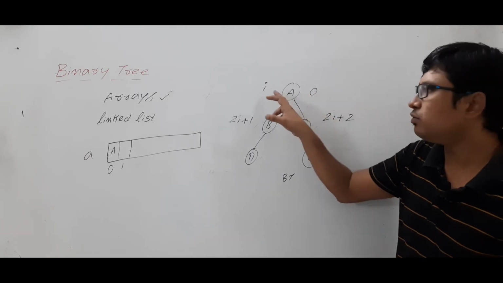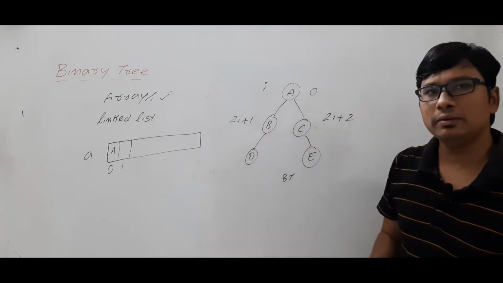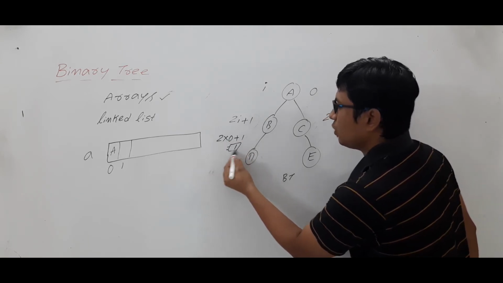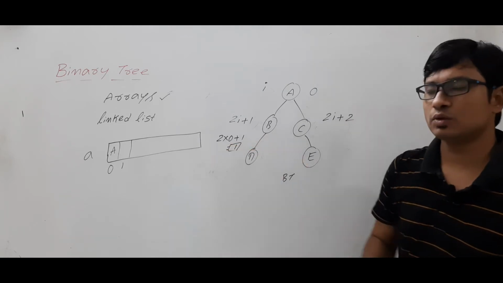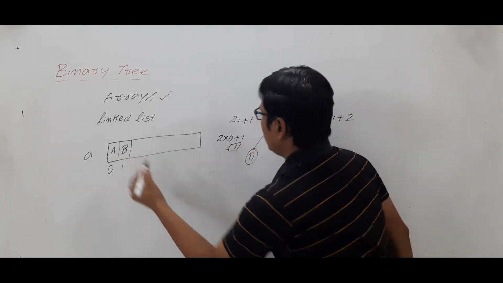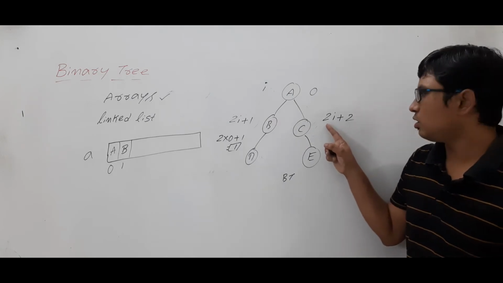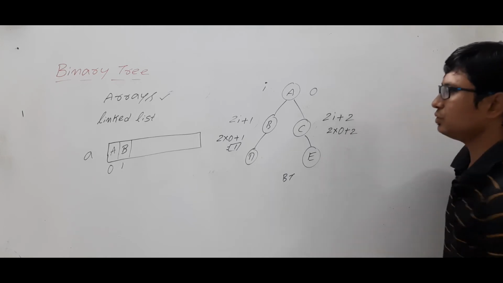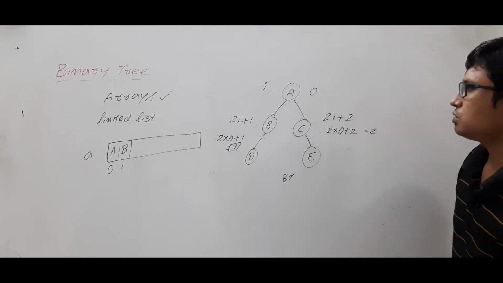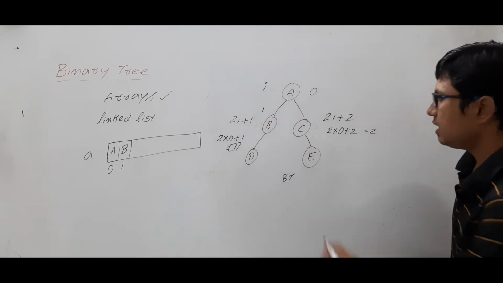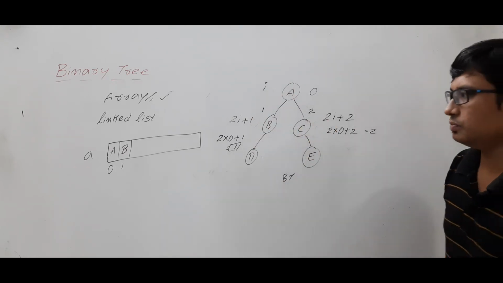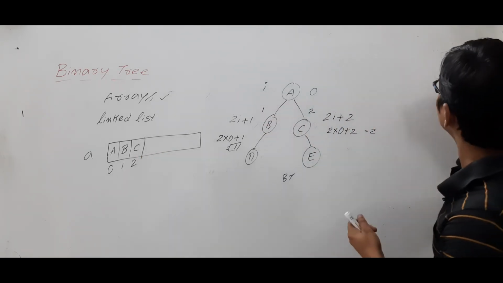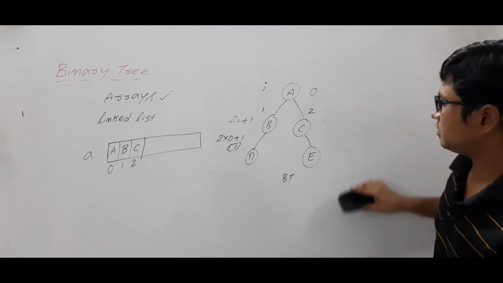Now here the i value is 0. So what is 2i plus 1? 2 into 0 plus 1, which is equal to 1. So B will be at index 1. And the right child will be at index 2i plus 2, where the i value is 0. So 2 into 0 plus 2, which is equal to 2. So this node is at index 1, and this node is at index 2. So C is at index 2. Let me erase this so that we can do the rest of the things.